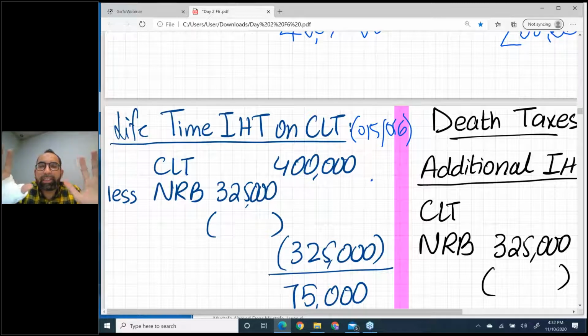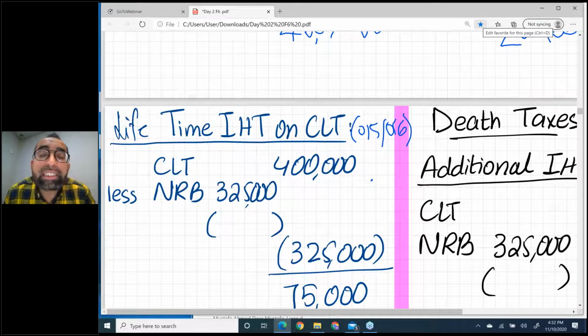Lifetime IHT on CLT means the person is alive right now, and we are going to calculate the first installment. So we have to use the NRB of that fiscal year, and it is readymade, given in the question. I just moved the slide. It was 325,000. You will always be given that. Now the second news, open your eyes please, important discussion. Second news is that NRB is always cumulative for 7 years. It's total combined for 7 years.